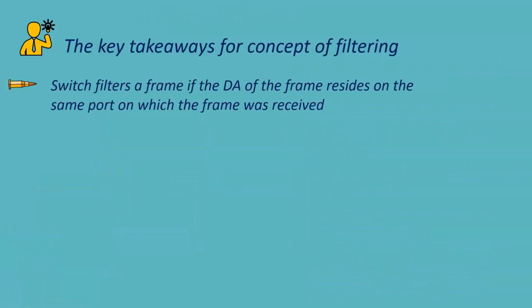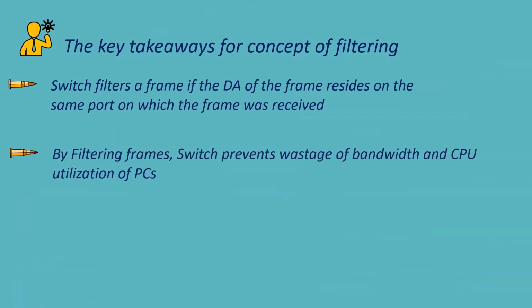So the key takeaways for the concept of filtering. Switch filters the frame if the DA of the frame resides on the same port on which the frame was received. In our example, destination D was also residing on the same port P4 on which the frame was received. And as explained, the switch helps save bandwidth and CPU cycles since it filters the frame. PC1, PC2, PC3 did not have to process the frame. And likewise, the cables would utilize the bandwidth for some other interesting traffic.